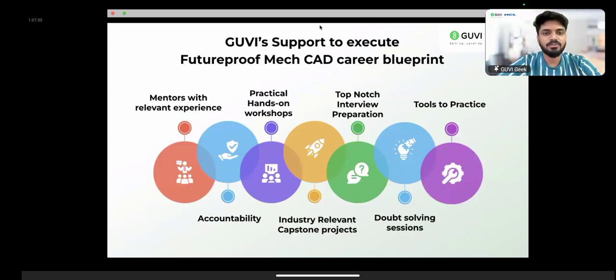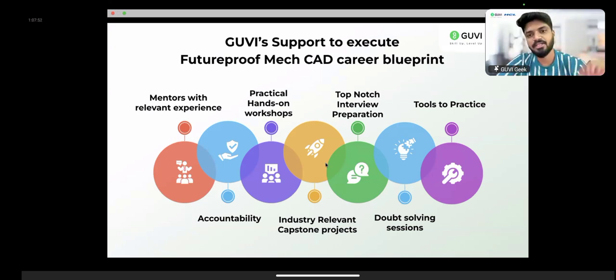So these are the things you are going to have here. This is everything you are going to complete in the course. First, as I said, you have mentors with relevant experience. Second, you have accountability towards the preparation of the course. Third, you have practical hands-on workshops. Fourth, you have industry-relevant capstone projects. Next, top-notch interview and placement preparation guidance.